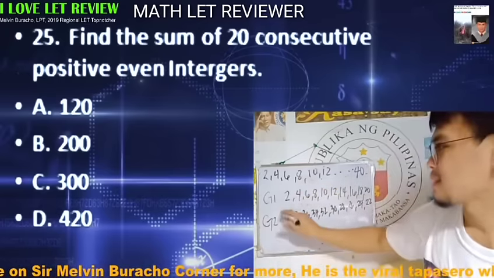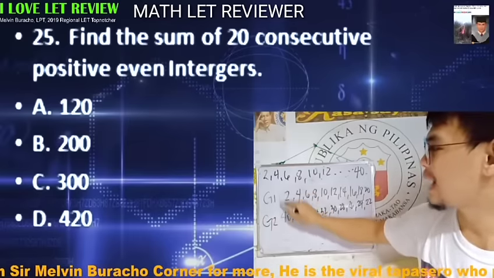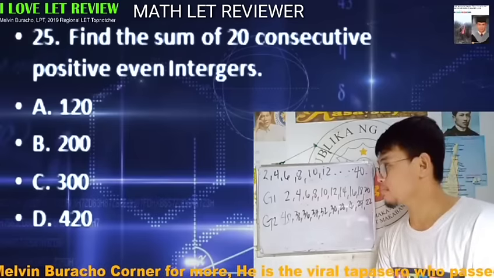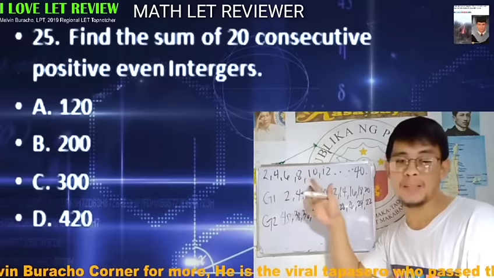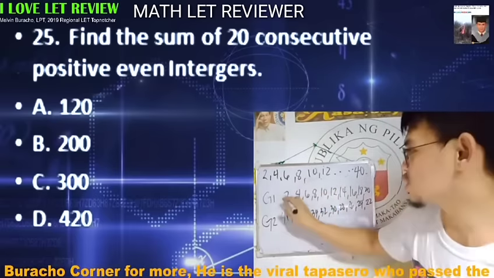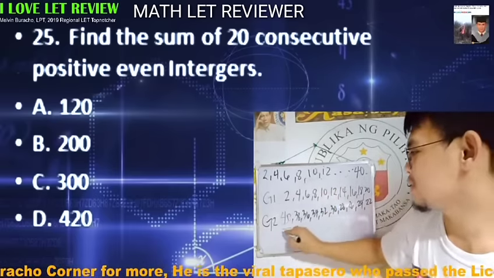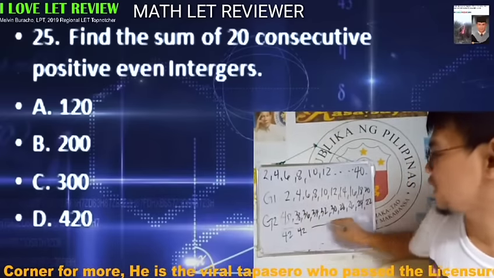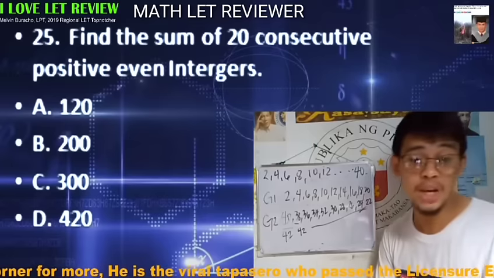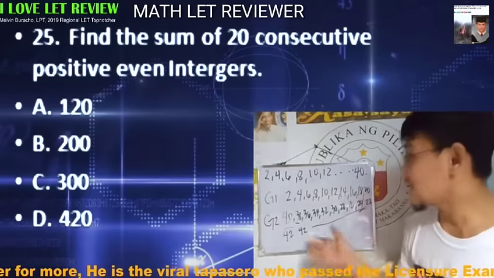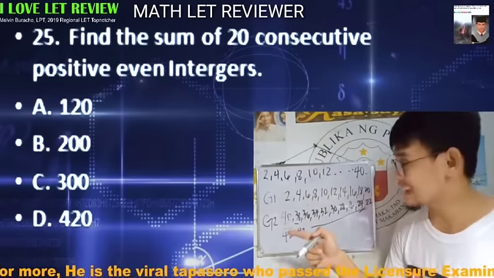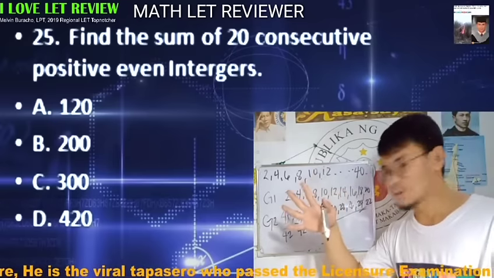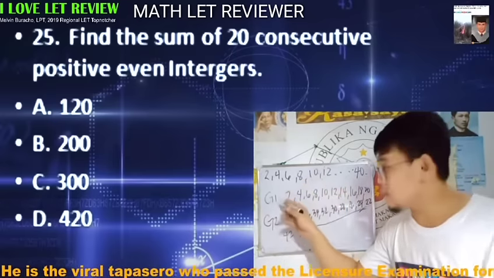Okay? So, now, what to do? You have to add them. Okay? Add the two groups, no, that correspond to their pair. Okay? So, 2 plus 40, that is 42. 4 plus 38, 42. So on and so forth, 42 pa rin yang lalabas. So, ibig sabihin na there are 10 42s. There are 10 42s, no? So, ibig sabihin, totoo yung ating ginawang grupo.